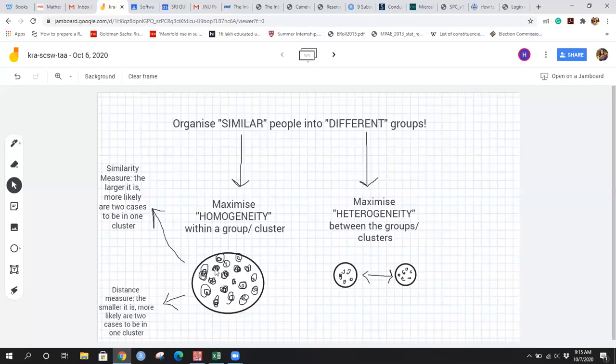Now, to check for this particular element, that we want to maximize homogeneity within a group or a cluster, we have two different measures. One is called the distance measure and one is called the similarity measure. The similarity measure tells how similar they are, so the larger the similarity measure is, the more likely those two cases are to become part of one cluster. Likewise, for the distance measure, the smaller the distance between two people, the more likely these two cases are to be in one cluster.